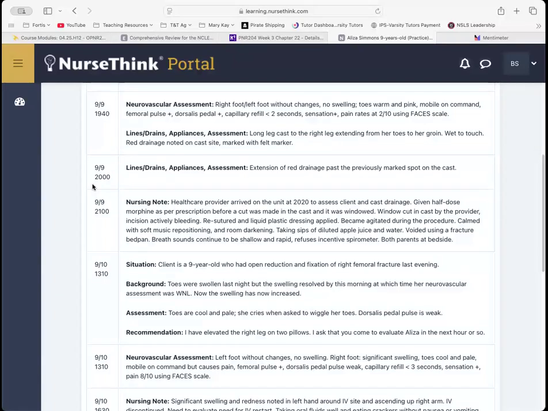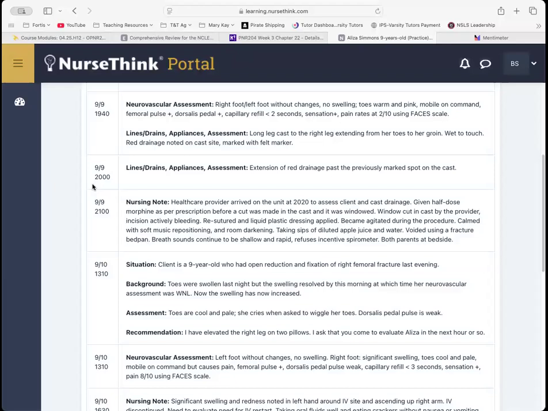They ask us to give half a dose of morphine because they're going to cut a window into the cast so that we can look at that incision. And we find out that that incision has been actively bleeding, and that's what was causing our red drainage. So our physician resutures that incision and puts a liquid plastic dressing over it so that we can continue to monitor that incision site. As to be expected, Eliza becomes agitated during the procedure. She calms with soft music, repositioning, and room darkening.